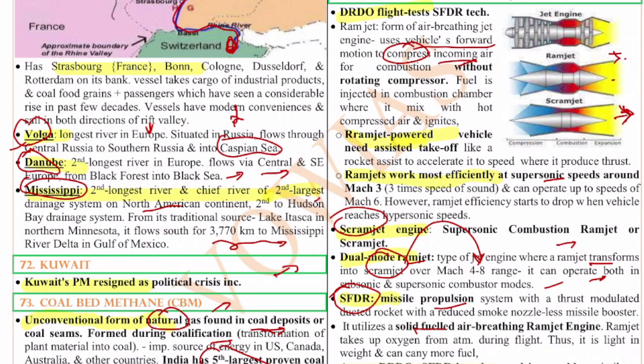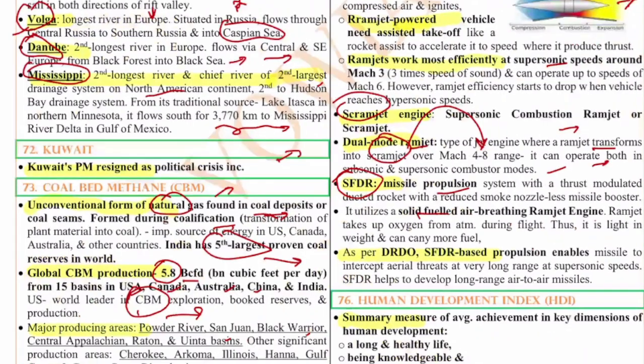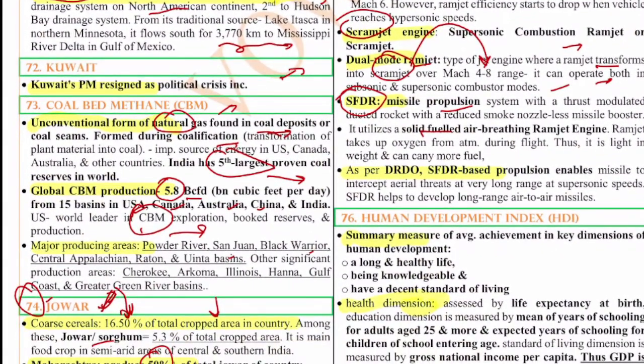So 1 Mach is equal to the speed of sound. Okay, 1 Mach is speed of sound. So at 3 times the speed of sound, nearly we will use this ramjet engine. At 6 Mach, generally we will use the scramjet engine, which is a hypersonic engine. Okay. And as per DRDO, the solid fuel ducted ramjet based propulsion enables missiles to intercept aerial threats at a very long range at supersonic speeds. The SFDR helps to develop long range air to air missiles.